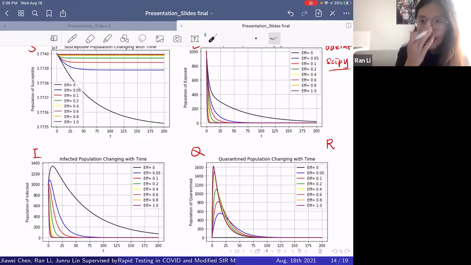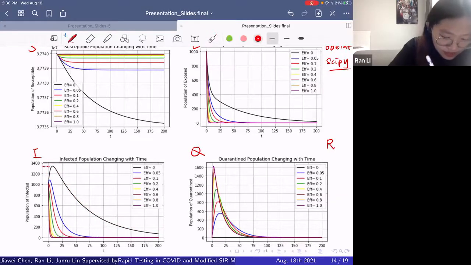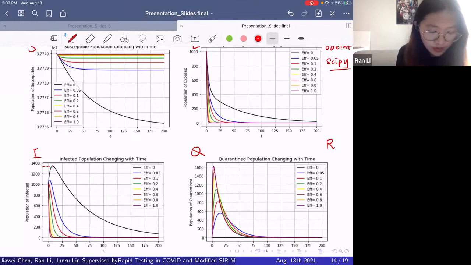So for the infected one, as before, you can see that if there is no effectiveness at all, the infected population peak is really great, right? It's almost between 1200 and 1400.